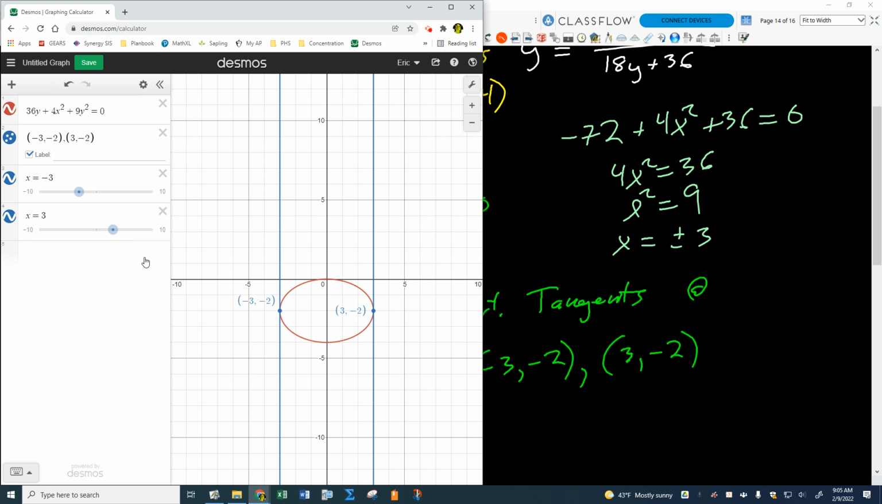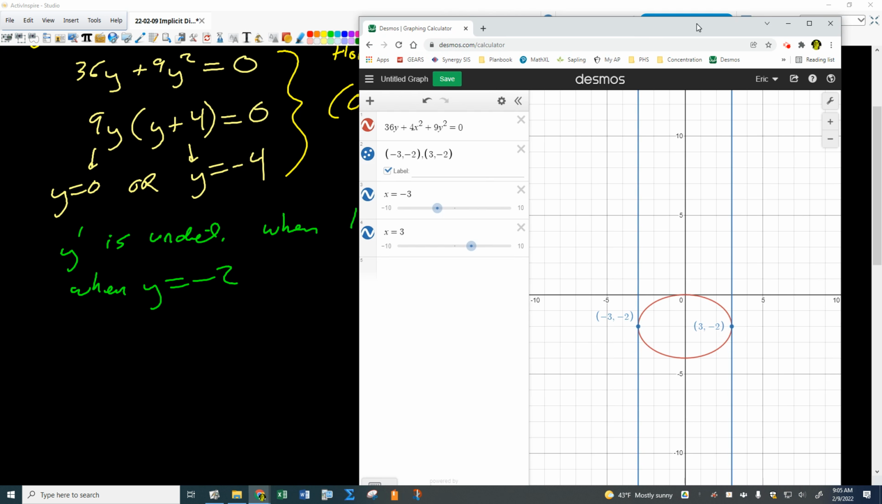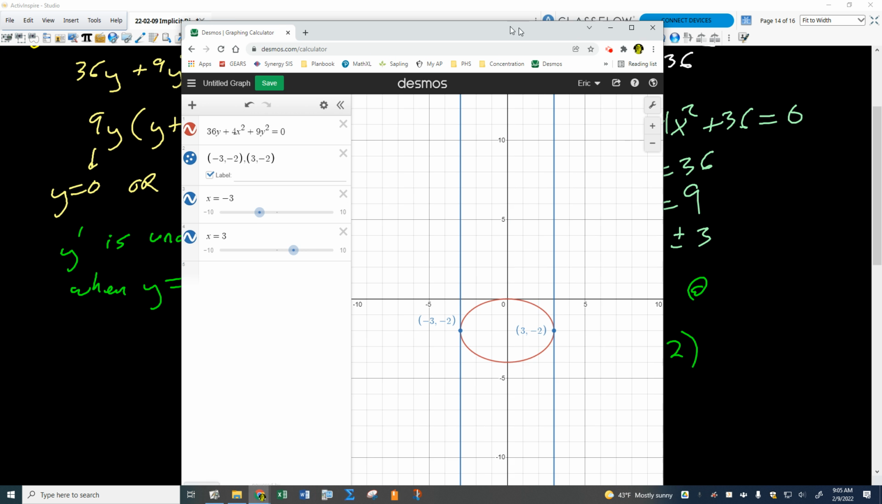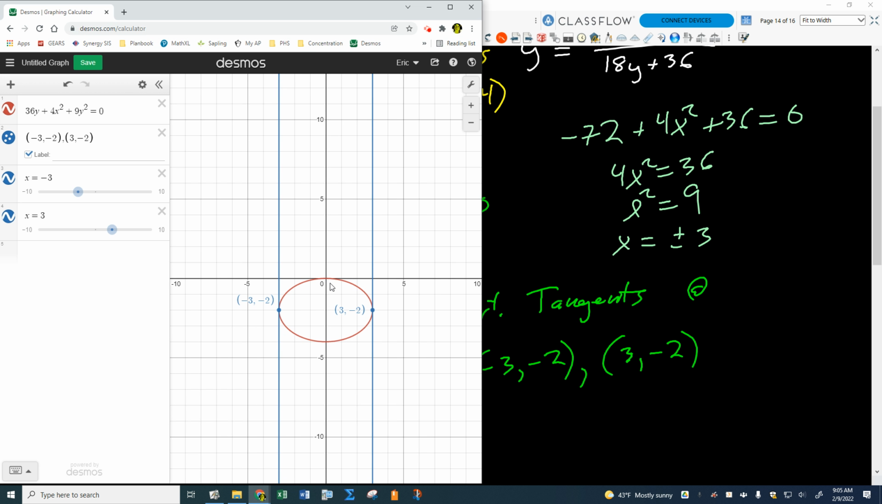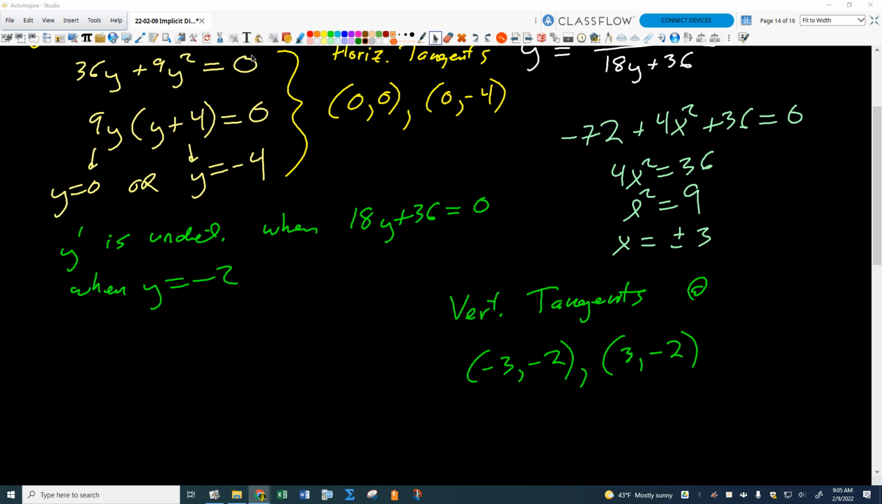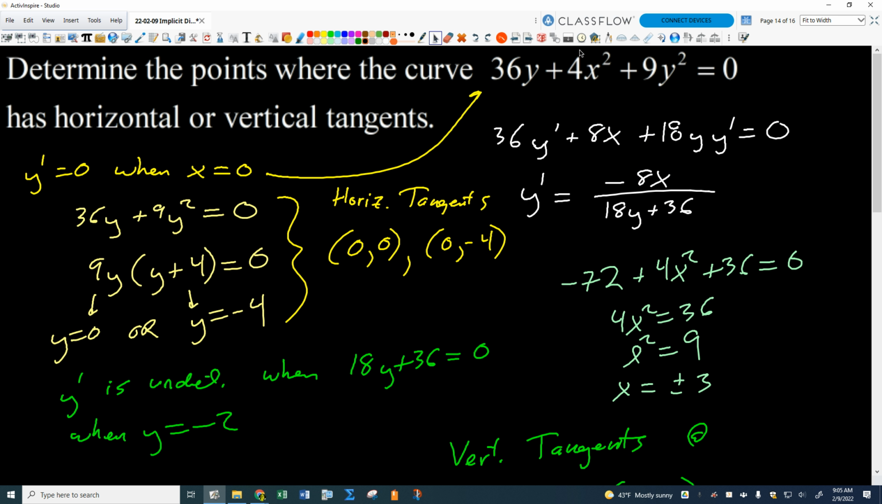Okay, there's our vertical tangents. And then we can also see that at (0, 0) and (0, -4), can't we see pretty easily that we're getting our horizontal tangents there and there? I won't even put them in there. No need, right? But you get the idea? Okay? All right.